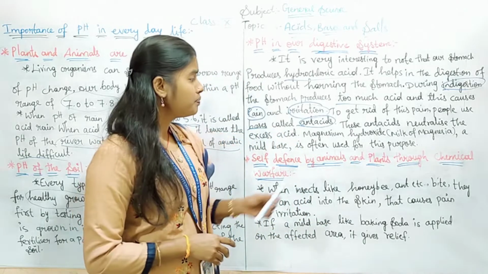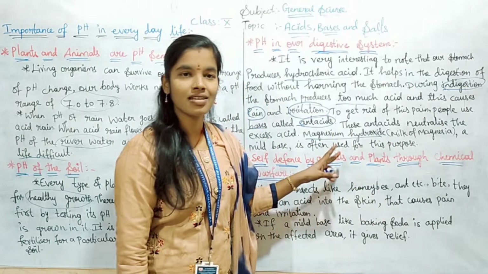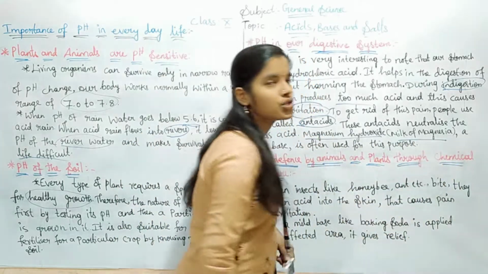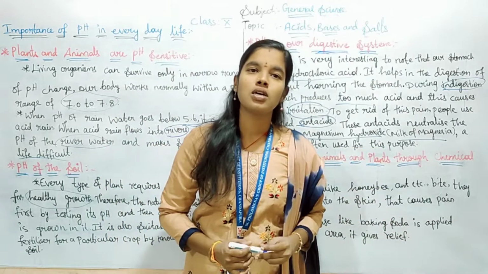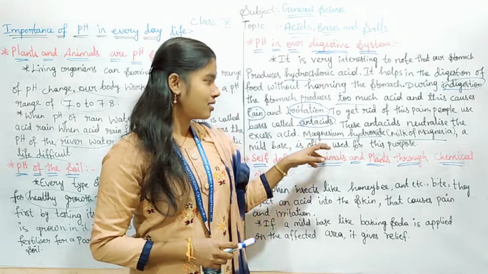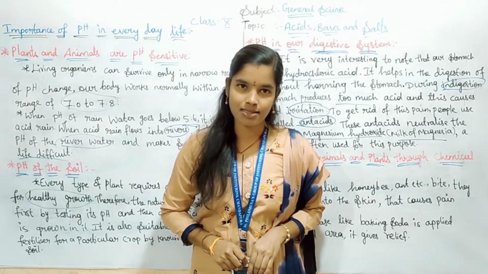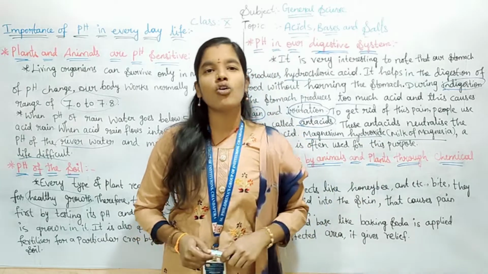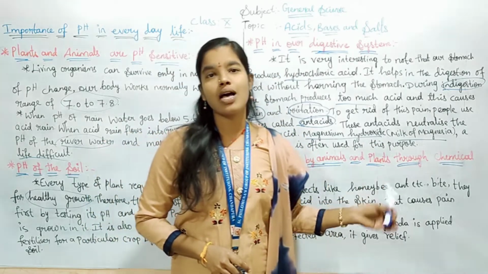Magnesium hydroxide is nothing but milk of magnesia. A mild base is often used for this purpose. So we must use an antacid. Here the example they have given is magnesium hydroxide, which is milk of magnesia. Usually people use it to get rid of this acidity.